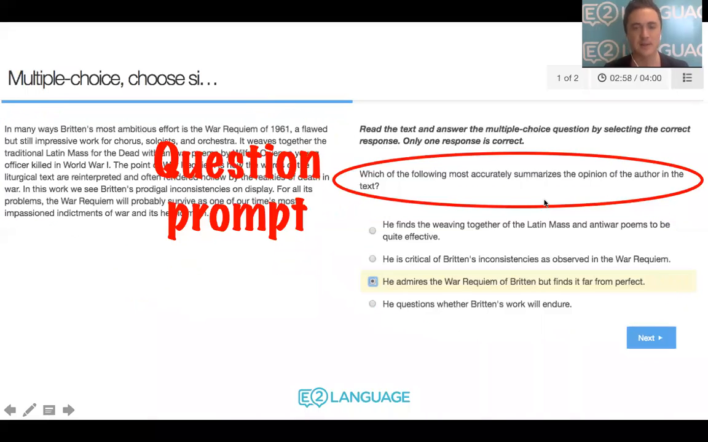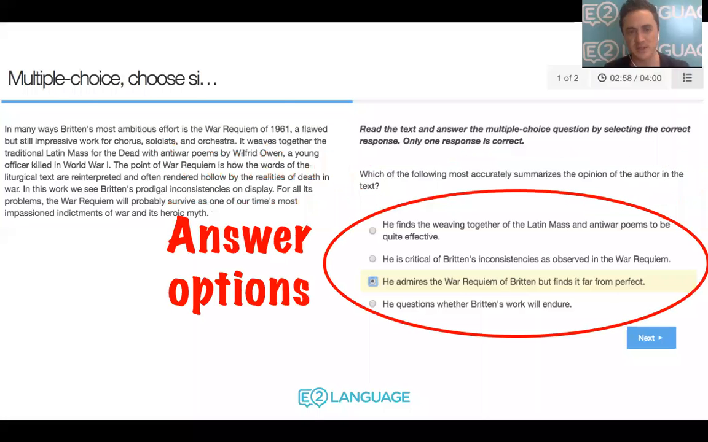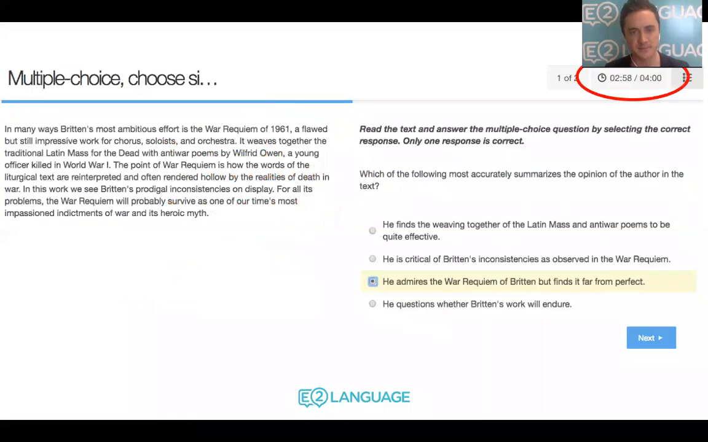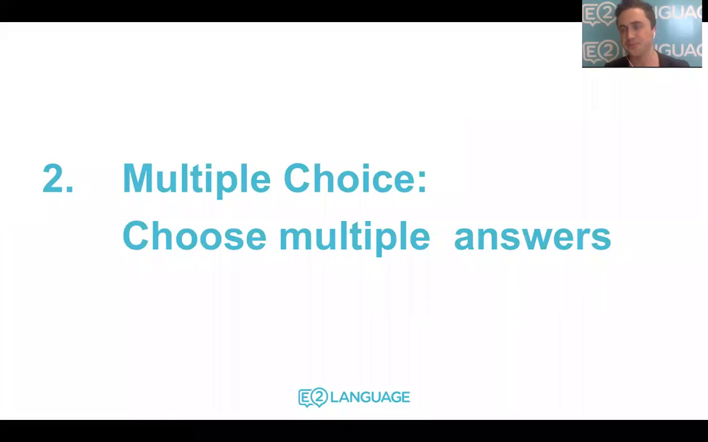So let's just quickly look at it again. You have a question prompt. Very important to understand what these are and their function. Answer options and a text, okay? You also get a timer. There's a little timer up there. And you get a button to click next when you have successfully answered the question.